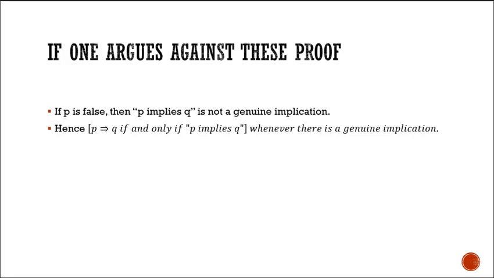But let's remember that P implies Q is a genuine implication if and only if it satisfies the condition that the truth of Q follows from the truth of P. But if P is false, in other words, P is never a true proposition, then this condition can be satisfied. Hence, an implication can be genuine if the antecedent is false.